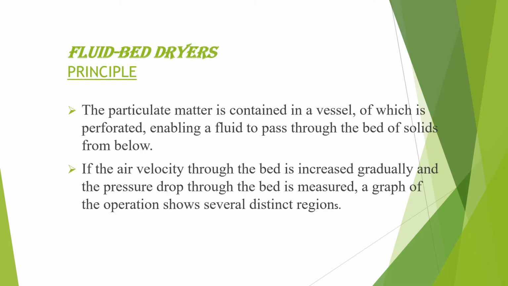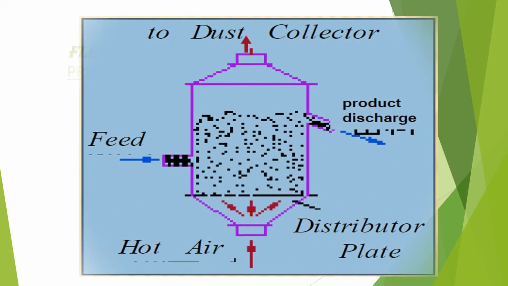Fluidized bed dryers. First, we will look at the principle. The particulate matter is contained in a perforated vessel, which enables a fluid to pass through the bed of solids from below. If the air velocity through the bed is increased gradually and the pressure drop through the bed is measured, a graph of the operation shows several distinct regions. I'll explain with the diagram. See the diagram.